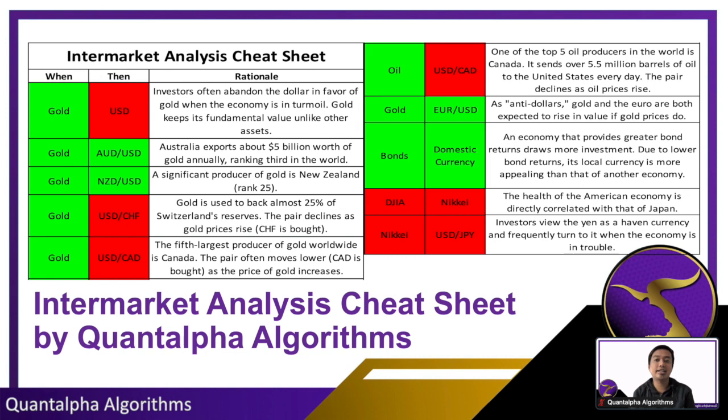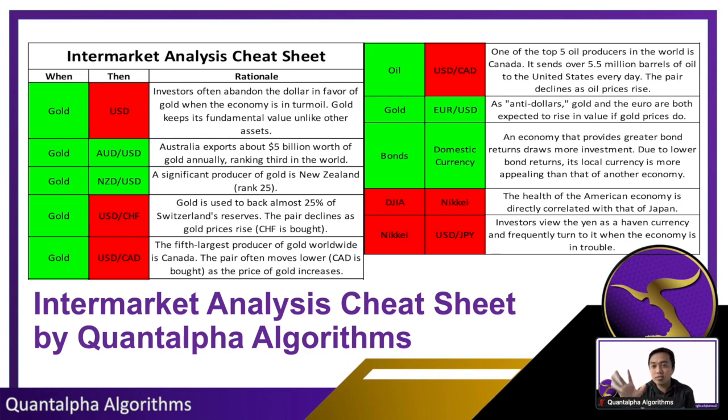By the way, guys, gold is not part of forex. Gold is part of the commodities market. What we have here in forex are the currencies and the currency pairs. Another intermarket relationship is gold versus the AUD/USD. If gold goes up, the Australian dollar versus the United States dollar, as well as the NZD/USD, the New Zealand dollar versus USD, goes up also.